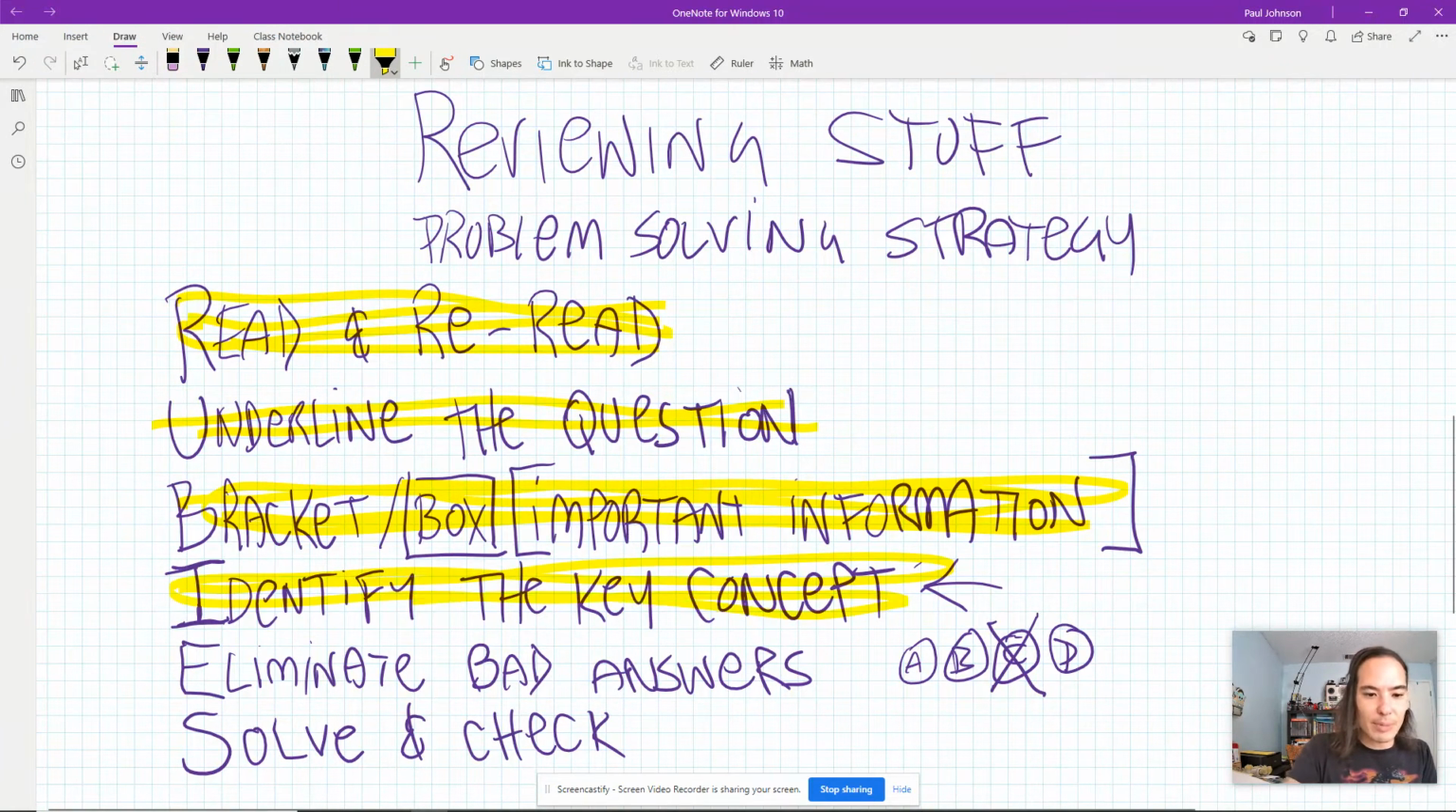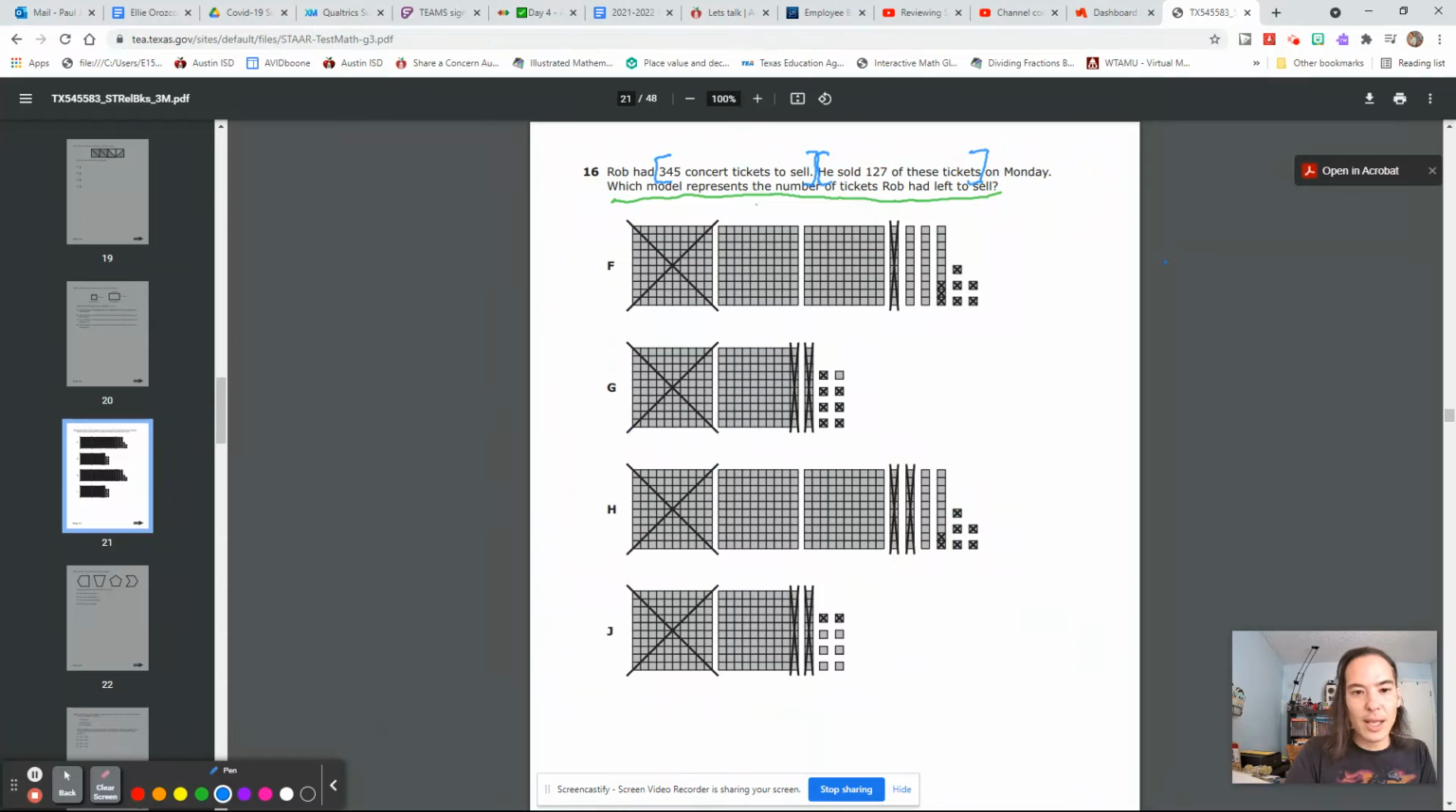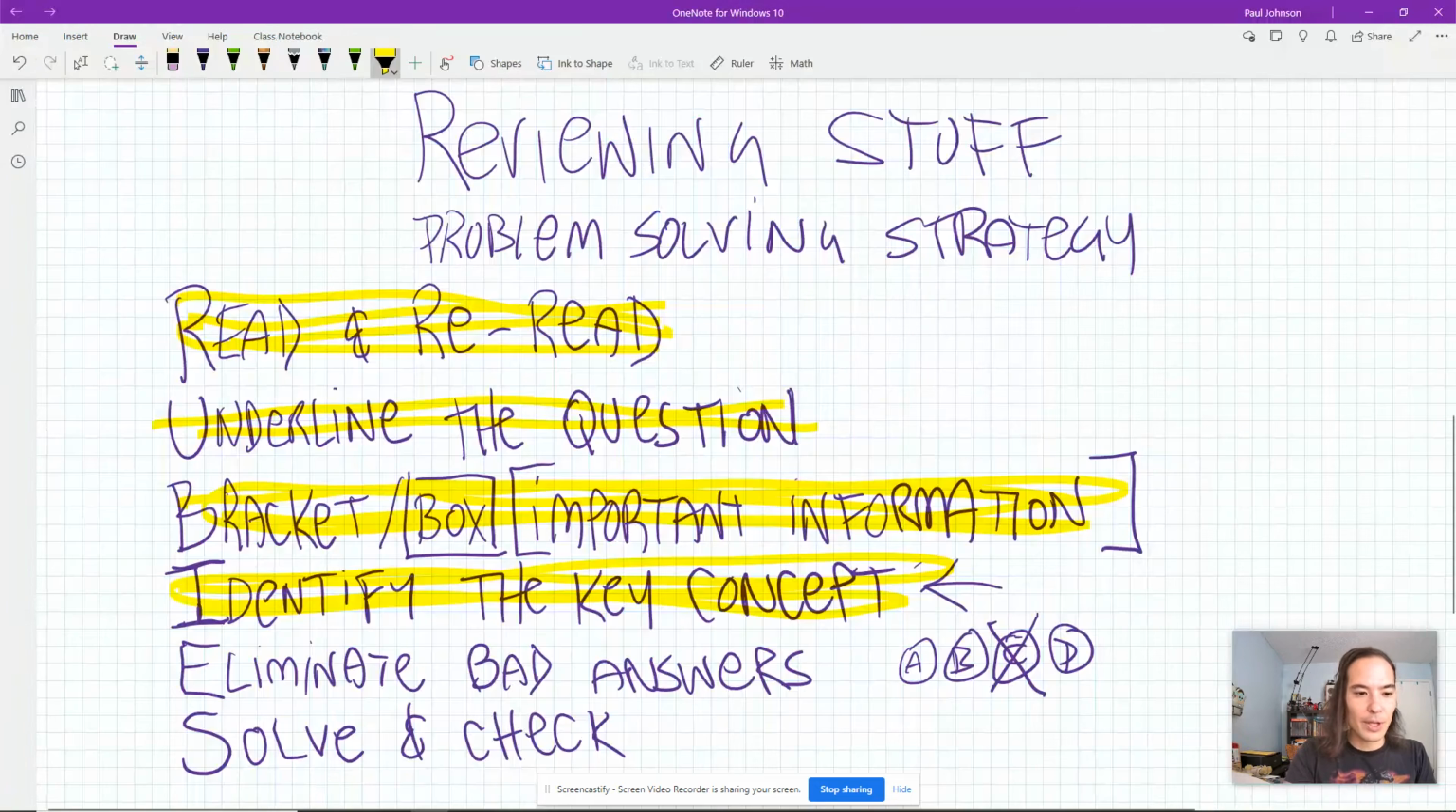Identify the key concept is our next step. All right. So our key concept, we started with 345 and we took away 127. So to me, our key concept is subtraction and using base 10 models because we're looking at models and the question is asking for a model. So my key concept is subtraction with models. Eliminate the bad answers. That's next.